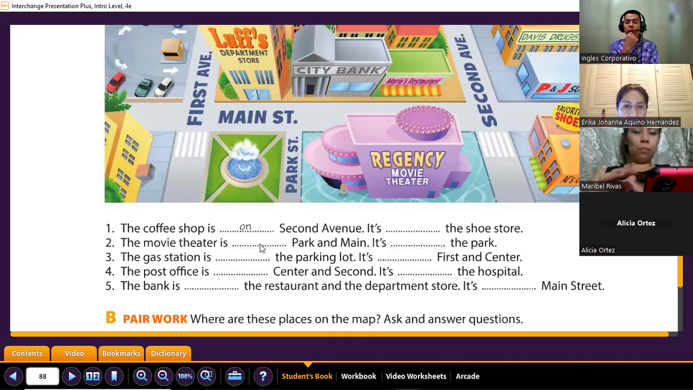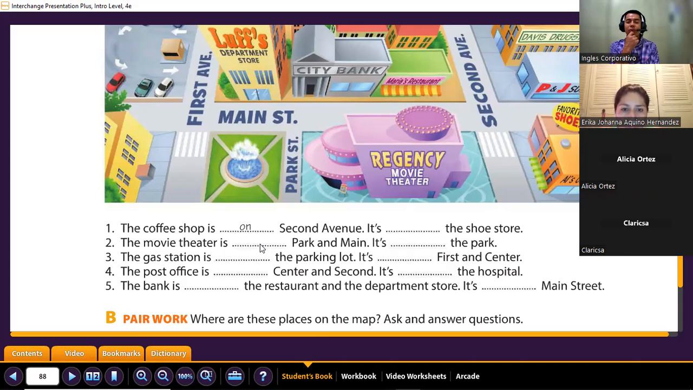No había leído lo demás. No, okay, sorry. Sería on the left. On the left. On the corner. The movie theater is on the corner, look. Queda en la esquina de la Park Street y la Main Street. Miren, aquí viene la Main Street y aquí está la Park Street. Queda on the corner, right? So the movie theater is on the corner of Park and Main Street. On the corner of Park Street and Main Street.